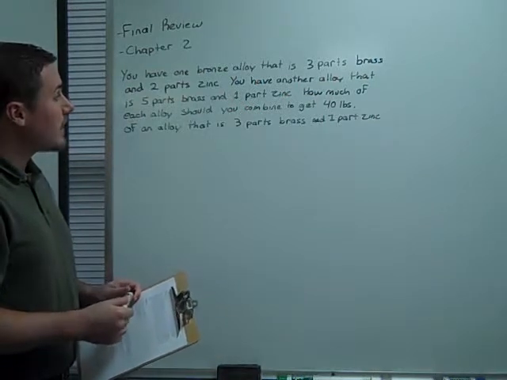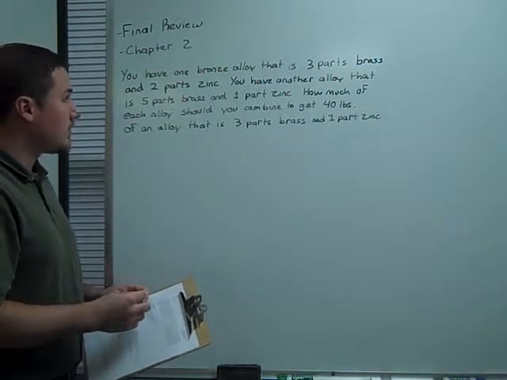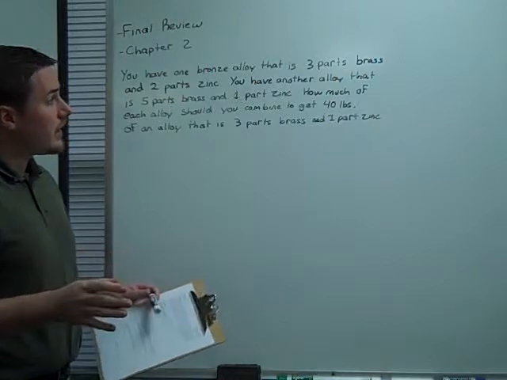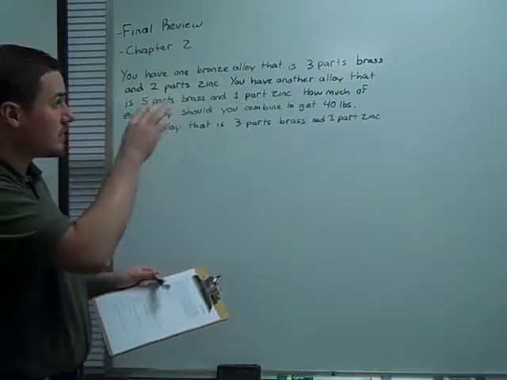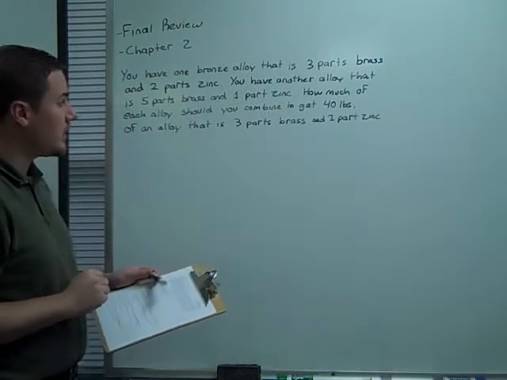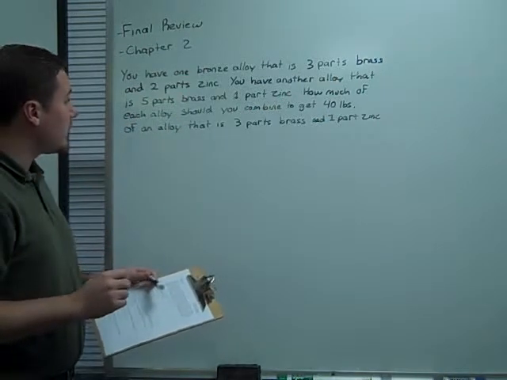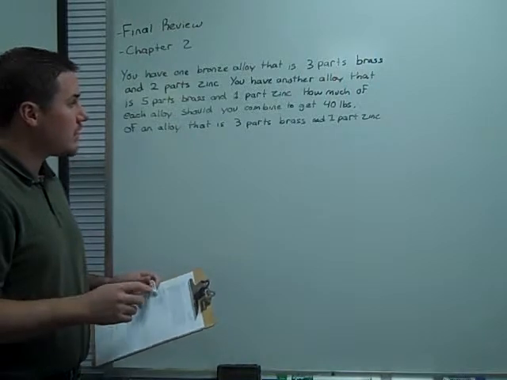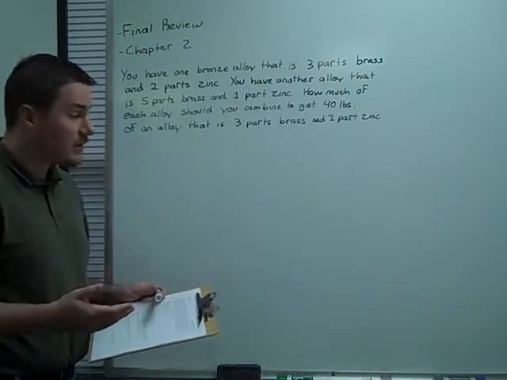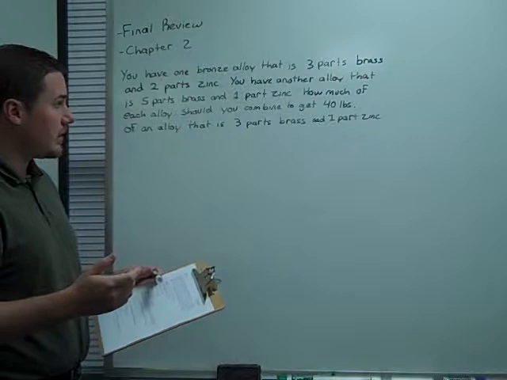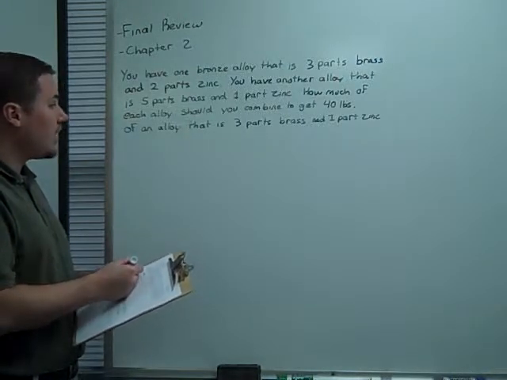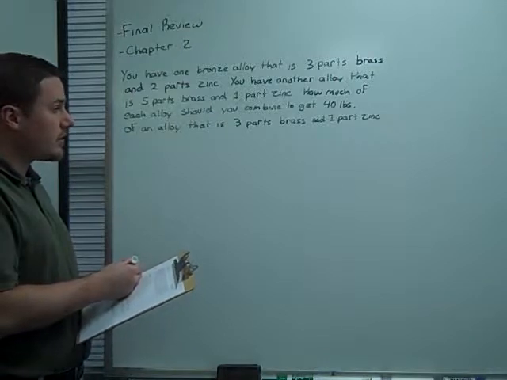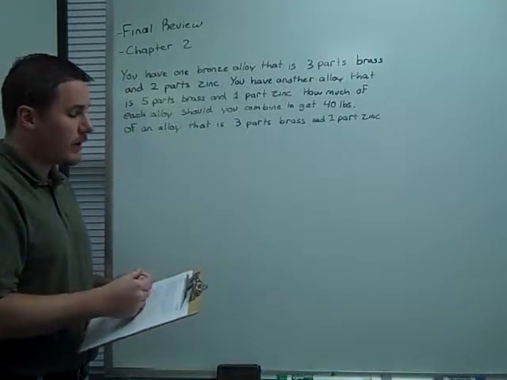So we have one bronze alloy that is 3 parts brass to 2 parts zinc. Now I want you to think of that as 3/5 and 2/5, because you add up the parts to get the denominator. You have another alloy that is 5 parts brass and 1 part zinc. Again, 5/6 and 1/6. How much of each alloy should you combine to get 40 pounds of an alloy that is 3 parts brass and 1 part zinc?